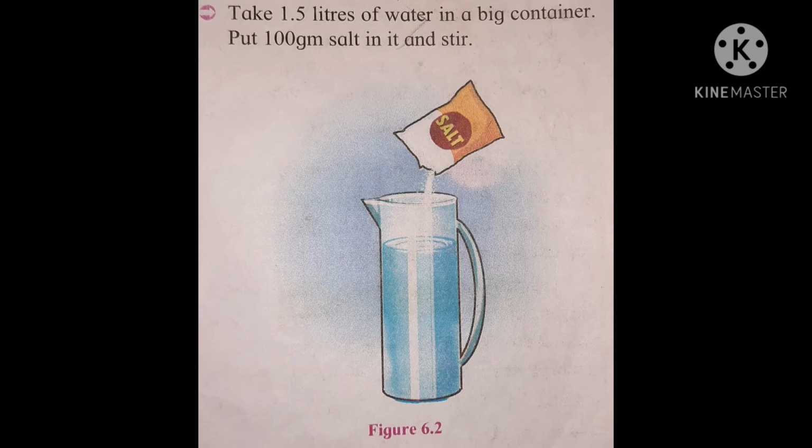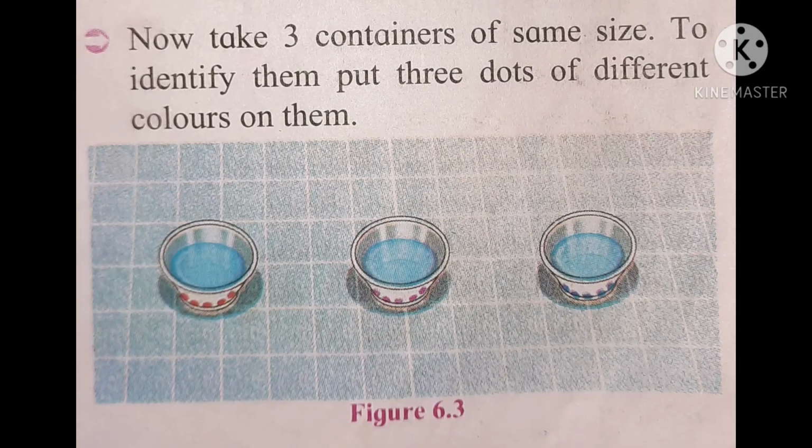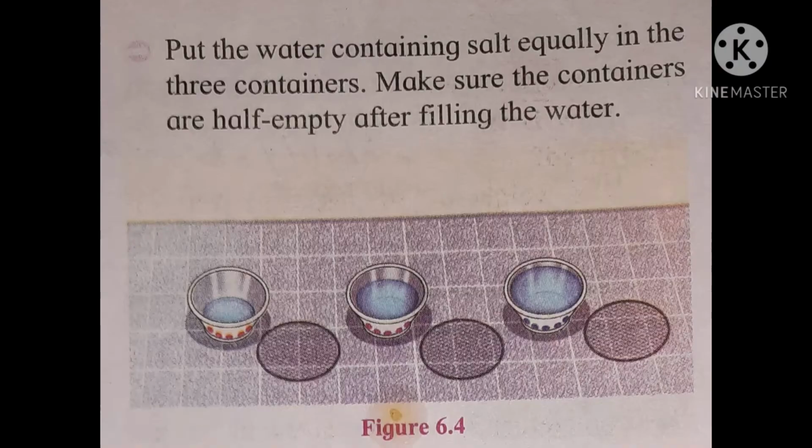Take 1.5 liters of water in a big container. Put 100 grams of salt in it and stir well, as shown in figure 6.2. Okay. Now second step. Take 3 containers of the same size. To identify them, put 3 dots of different colors on them, or you can put the numbers 1, 2, 3, as shown in figure 6.3. Okay, understood? Now, let us move forward to step 3.